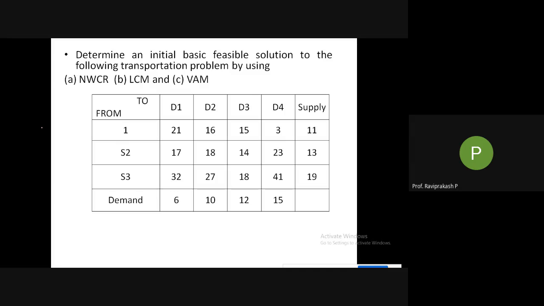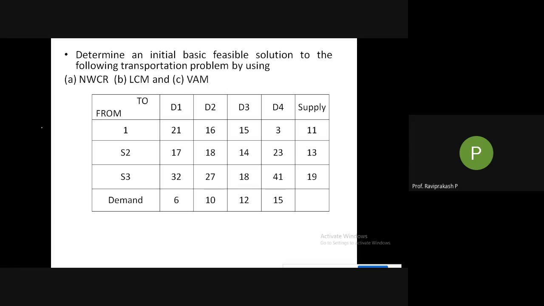In the examinations, they may or may not give all of these, but most of the time they will give you only the northwest corner method. VAM they will give very rarely, and Vogel's approximation method very rarely, but you should be able to find it out. So what is NWCR, what is LCM, and what is VAM.